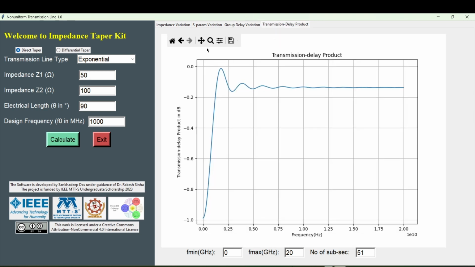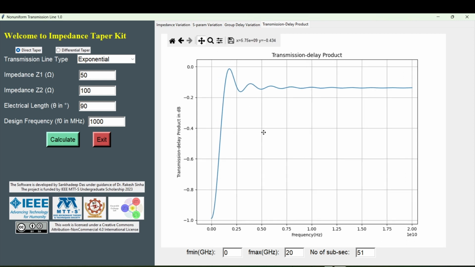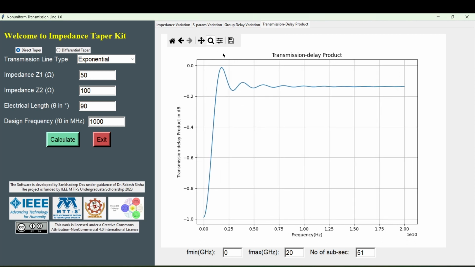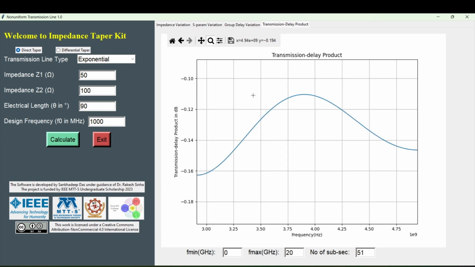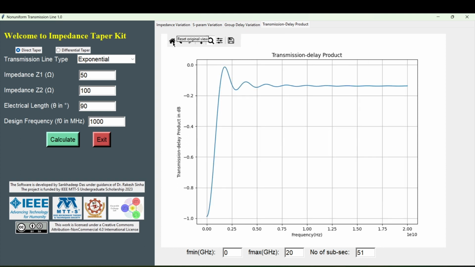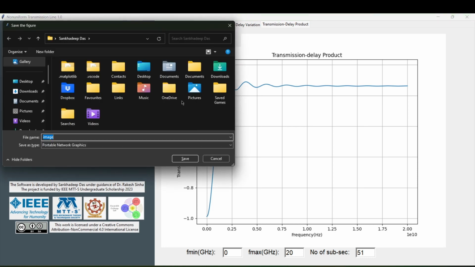For each graph we can change the position of the graph by panning. We can zoom into the graph by the zoom option. We can get back to the original view. We can save this and compare this later.